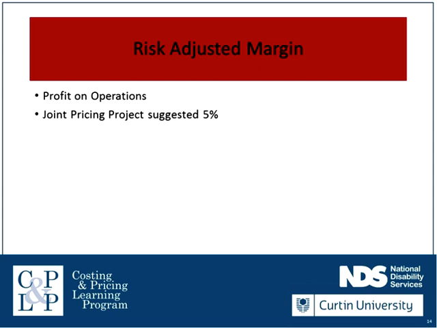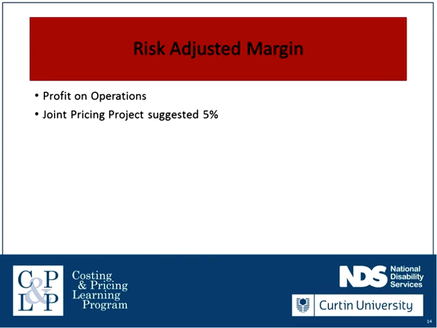Finally, there's the risk-adjusted margin. The risk-adjusted margin is the margin that provides, or is intended to provide, the profit on operations for your organisation. We need to go back to some of the foundational webinars to really look at pricing, particularly webinar 5, but certainly webinars 2 and 3 are also useful to consider on that basis as well.